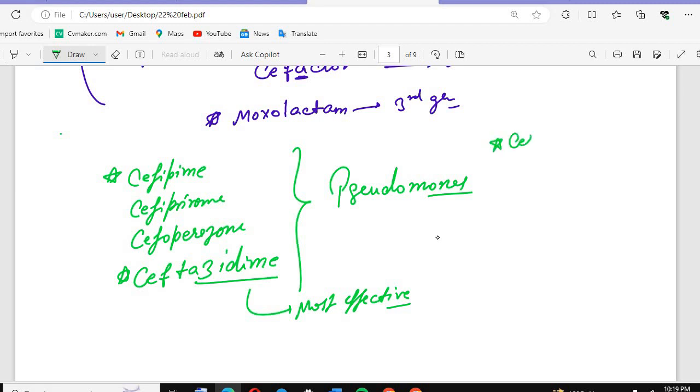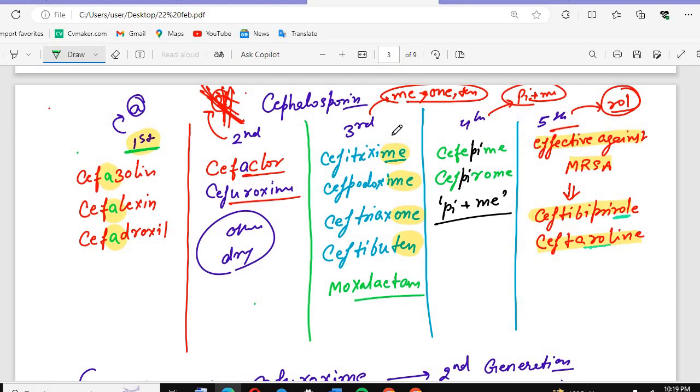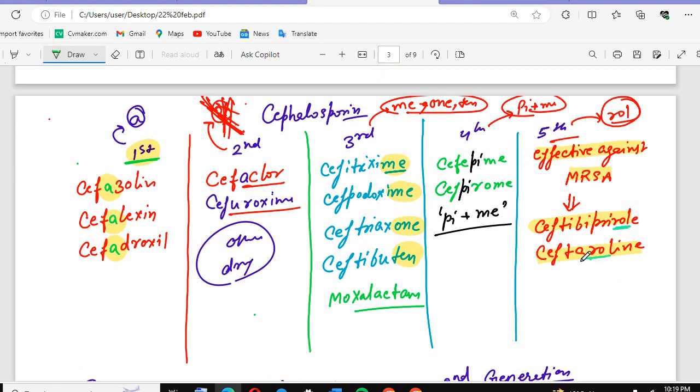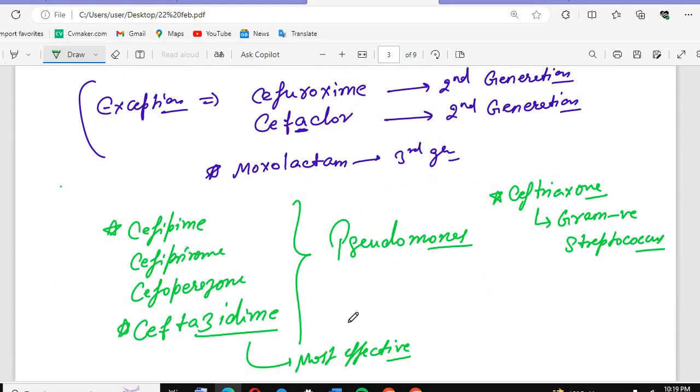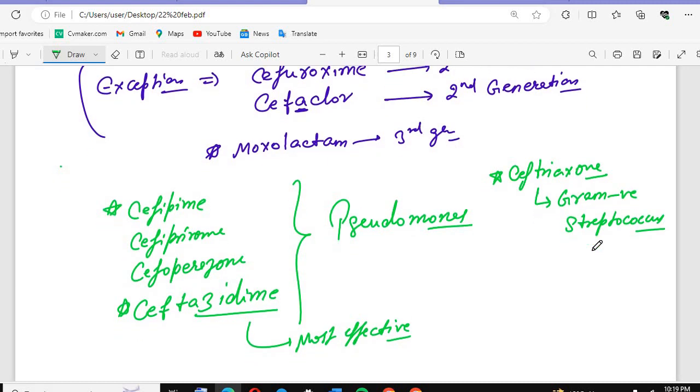Ceftriaxone is effective against gram-negative streptococcus. Just remember this one, and if you want to revise these things, remember these things for Krok 2. Okay, I hope I am clear.